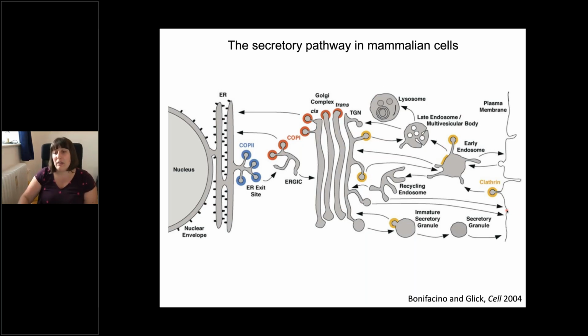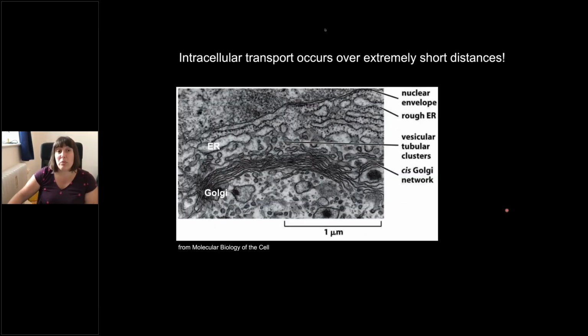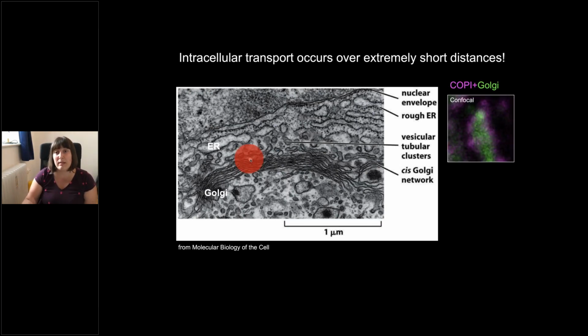And while this is just a schematic representation, all these intracellular transport steps occur over extremely short distances. So this is a textbook electron micrograph, and this is what the Golgi looks like. It's literally a stack of pancakes. And if a vesicle needs to go from the Golgi to the ER, and this is a 1 micron scale bar, that vesicle only will need to travel a few hundred nanometers. And that's why we need super resolution imaging if we want to look at this cellular process.